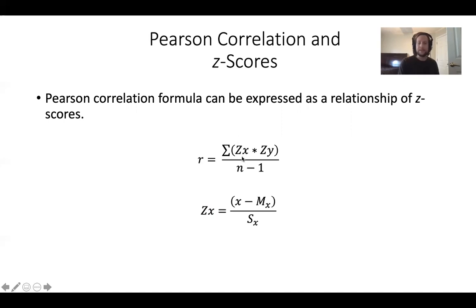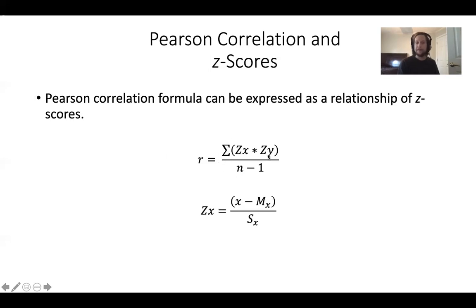You calculate a Z-score for each X value in a data set. You calculate a Z-score for each Y value in a data set. For each participant, they're going to have one X value and one Y value. You're going to transform that X and Y value to its corresponding Z-score, and you're going to multiply those two numbers together. You'll do that for one participant, and you'll do it for the next, and the next. You do it for each of the participants, and then you'll sum up all of those numbers.